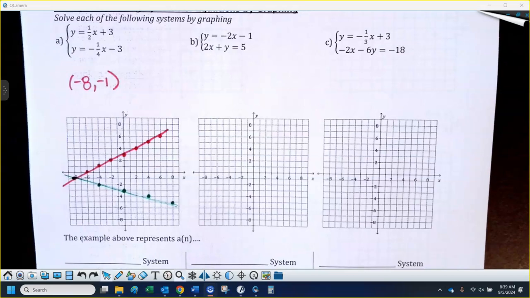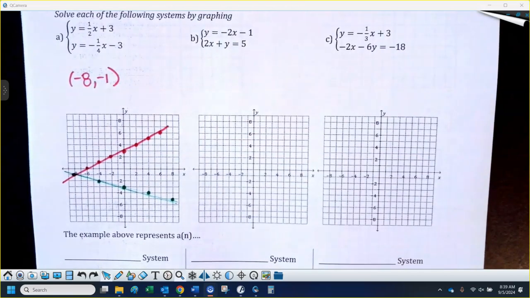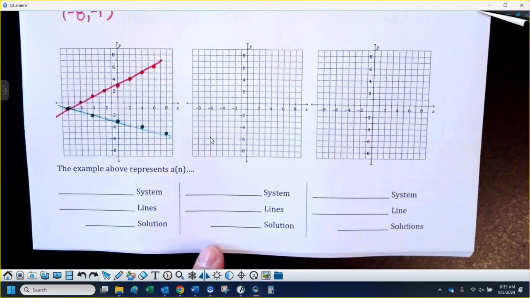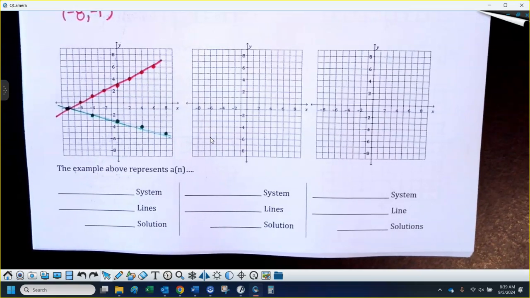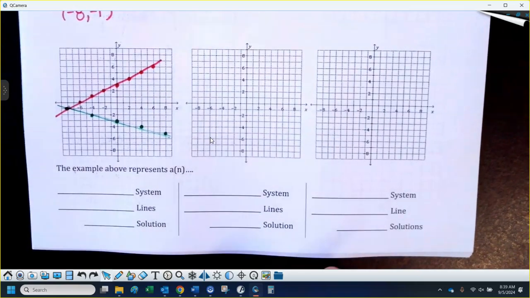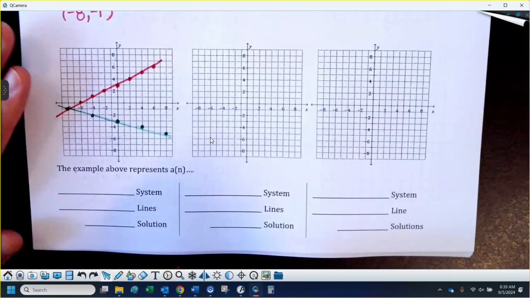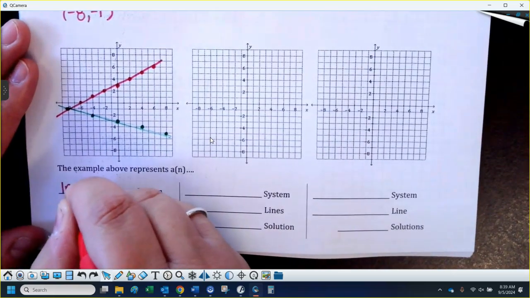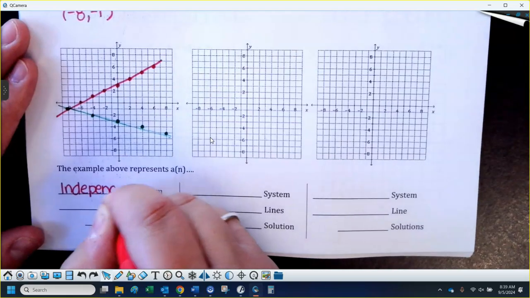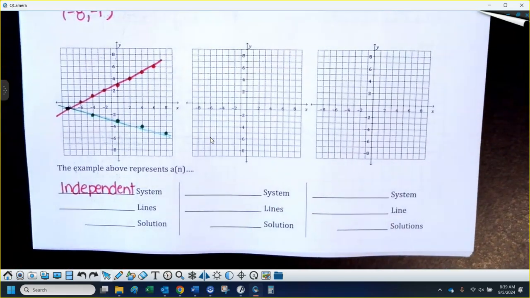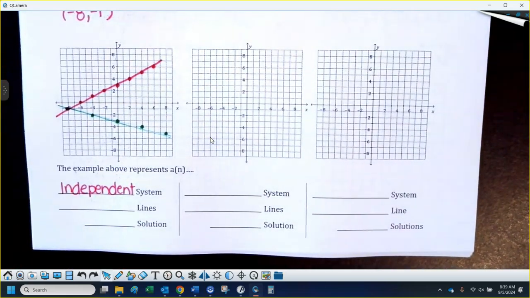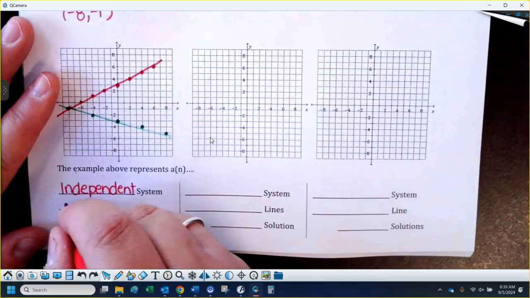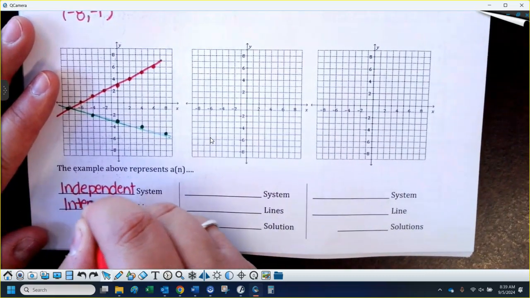Okay. Now, I'm going to slide down underneath here just for a second. There are some vocabulary terms that go with this, but these 2 lines intersect each other, right? This is called an independent system. And if you have an independent system, that means your 2 lines are intersecting.